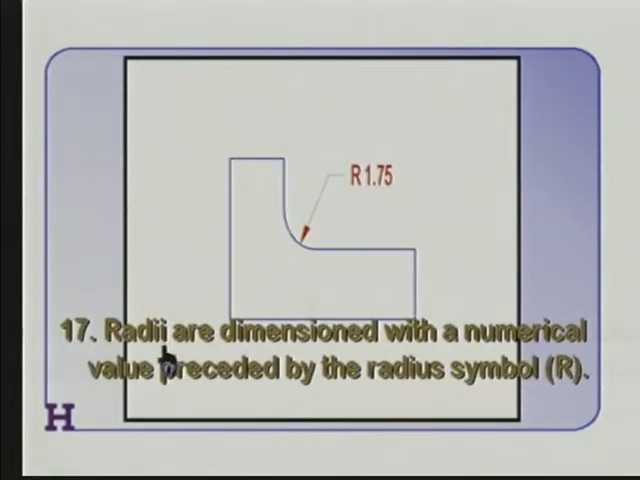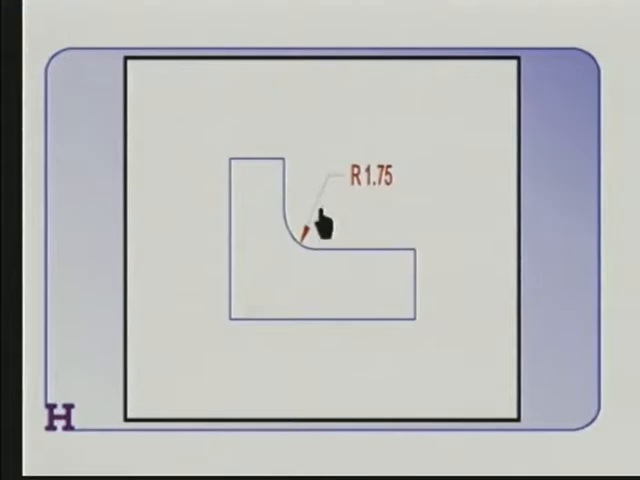Radii are dimensioned with a numerical value preceded by the radius symbol, and you saw that before. Here we have the leader line, the radius symbol R, followed by the numeric value. Notice that there's no center point given for the radius in this case, and the reason is because these two lines that are at 90 degrees to each other are tangent to that arc, and there's only one place that the center of that arc can be. If you just tell them the radius and they know the place to put these lines, they will have no problem in figuring out where the center of that radius arc is.